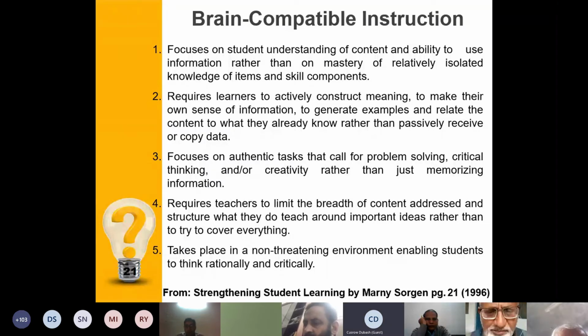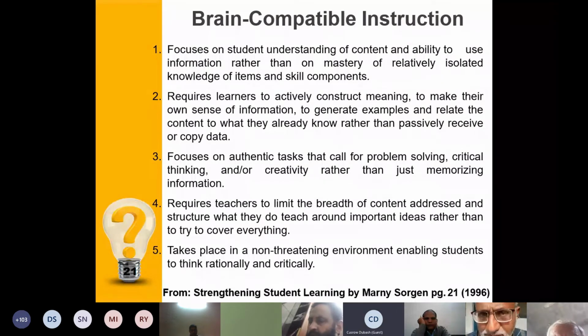Focuses on authentic tasks that call for problem solving, critical thinking and creativity. ये नहीं टेक्स्ट बुक आंसर क्वेश्चंस, ये सॉल्व द एक्सरसाइज, कंप्लीट द वर्कशीट. Authentic tasks, not tasks to fill time.